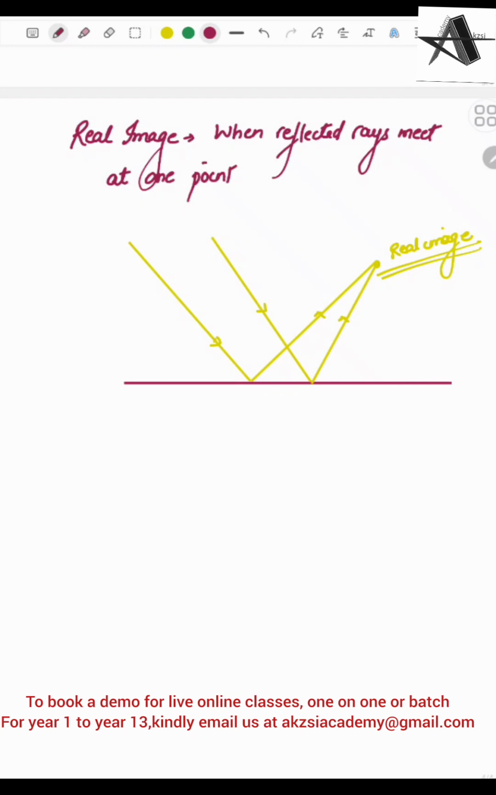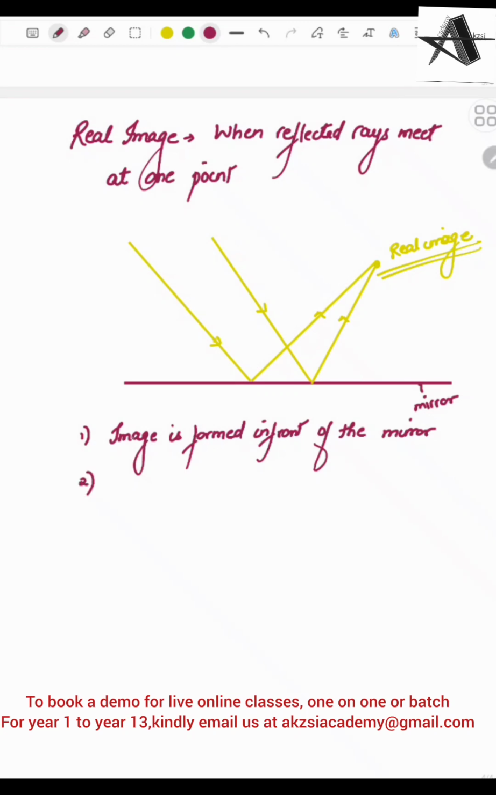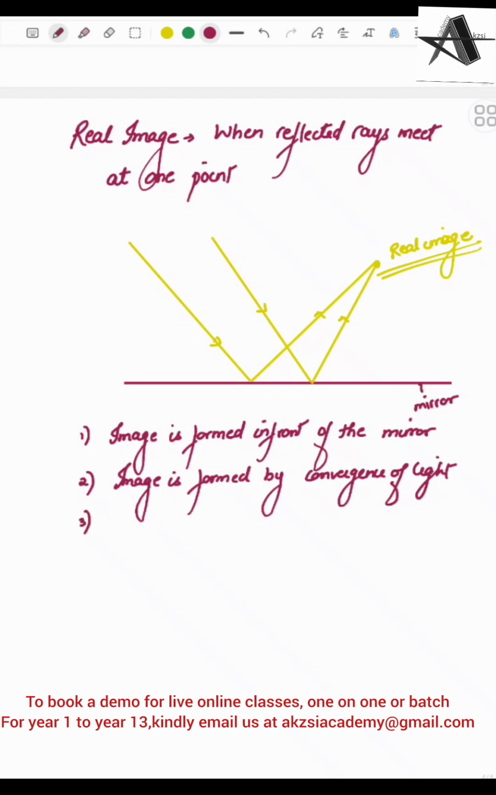If we see its characteristics, first, you can clearly see that after reflection, if this is a mirror, then the image is formed in front of the mirror. When rays meet at one point, that means they are converging, and then this real image is formed. So we can say light rays are meeting at one point. They can be taken on a screen. That means if you want to see how it looks, it can be taken on a screen.